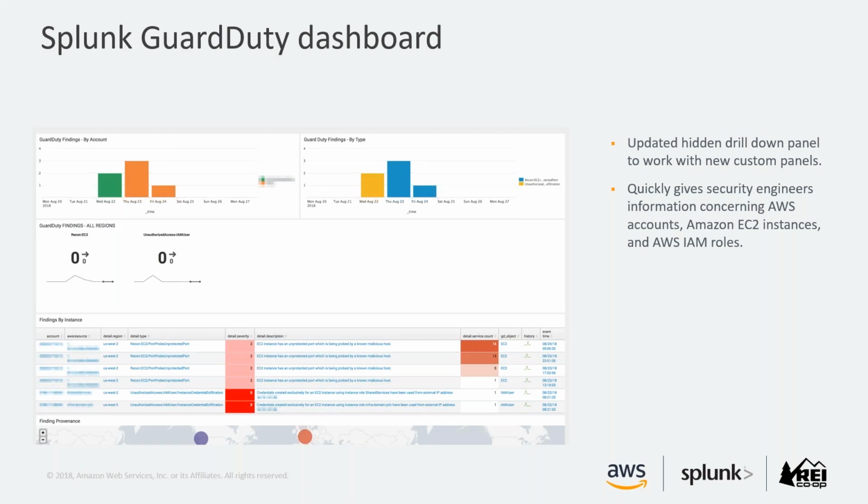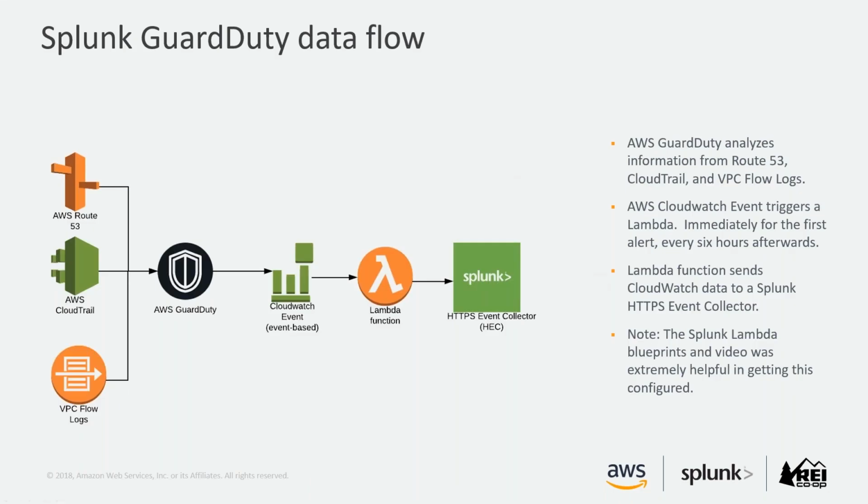at the same time. So the flow on this, which some of it was mentioned earlier, was that information from Route 53, AWS CloudTrail, and VPC flow logs goes into Guard Duty, and Guard Duty is regionally based, so you have to set it up per region, of course. You set up one CloudWatch event, which then kicks off all the information over to Lambda and inputs it into a Splunk HTTPS event collector.